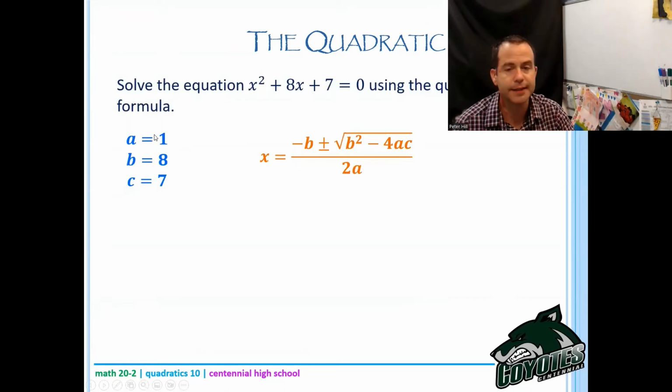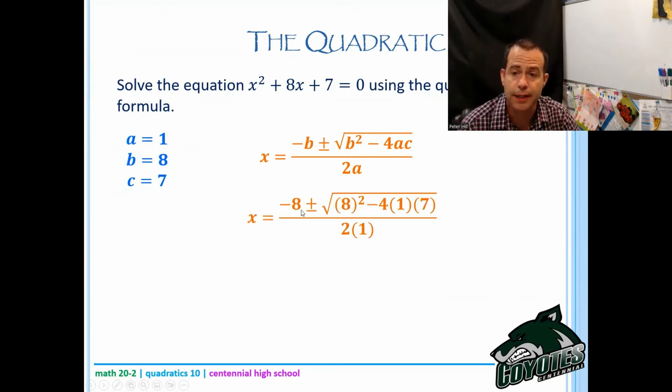So everywhere I see an A, I'm going to plug in 1. Everywhere I see a B, I'm going to plug in 8. And everywhere I see a C, I'm going to plug in 7. So the second line of my work is going to look like this. It's the exact same thing I just wrote, except I made all those substitutions.